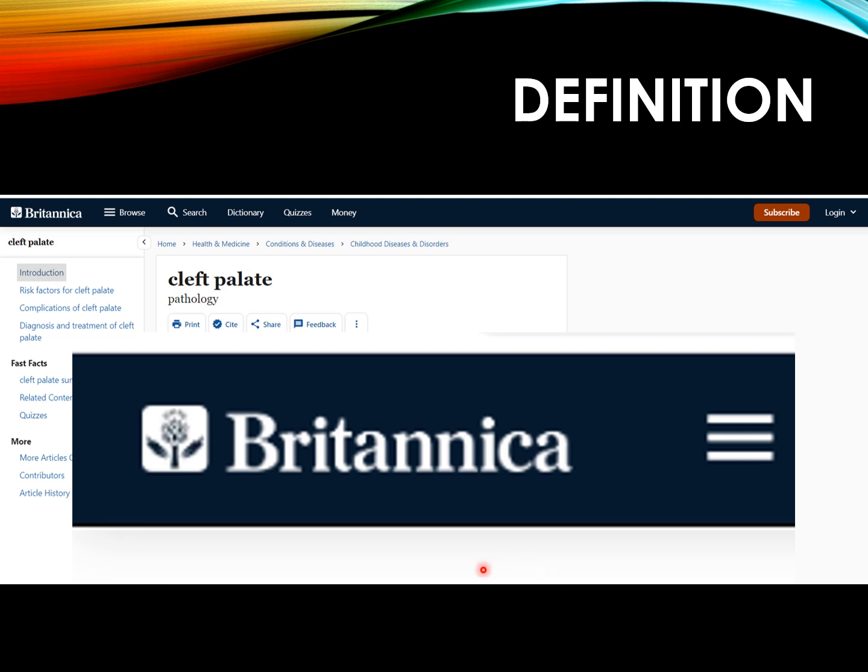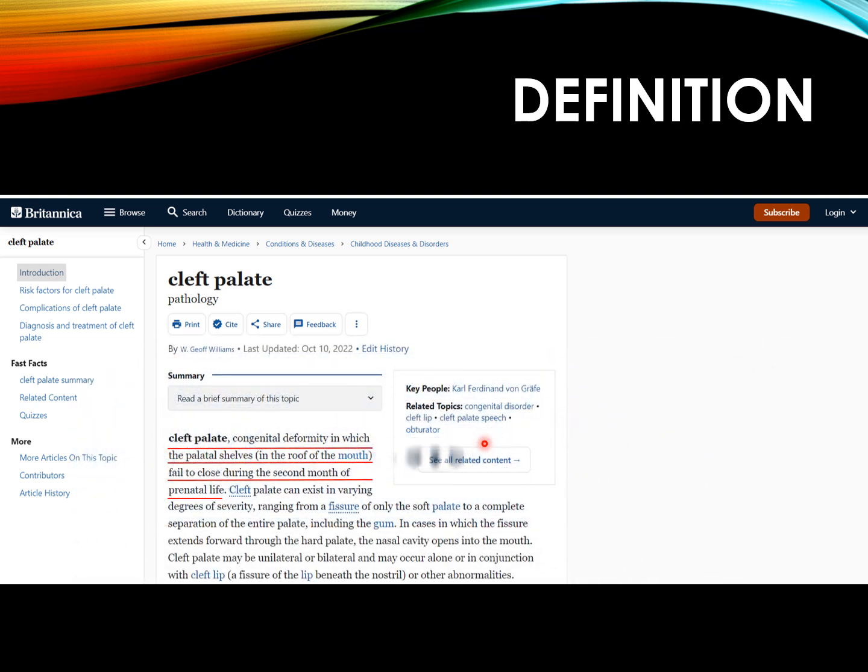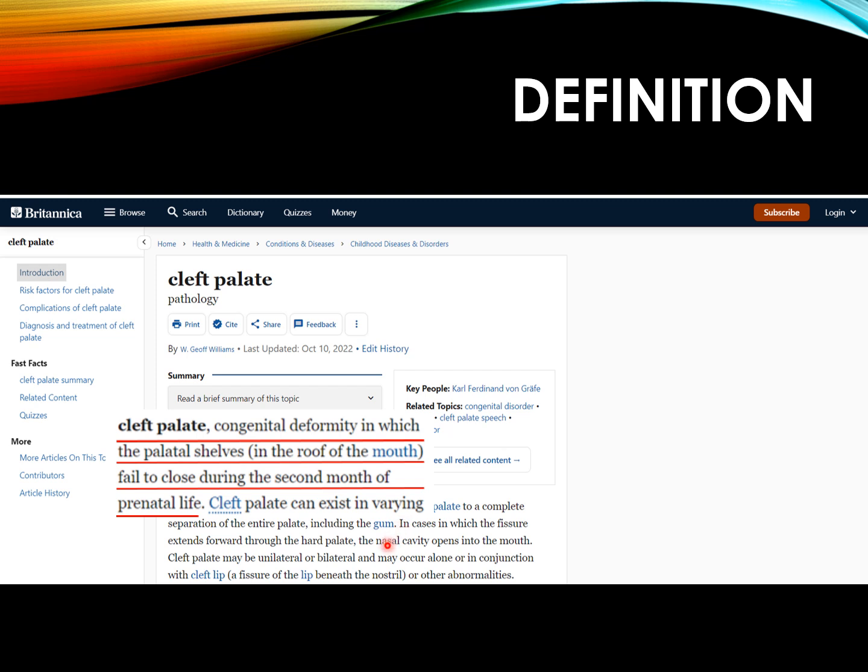And now let's find a definition. What does it mean, cleft palate? Let's look at a famous source called Britannica. According to this source, cleft palate is a congenital deformity in which the palatal shelves in the roof of the mouth fail to close during the second month of prenatal life.